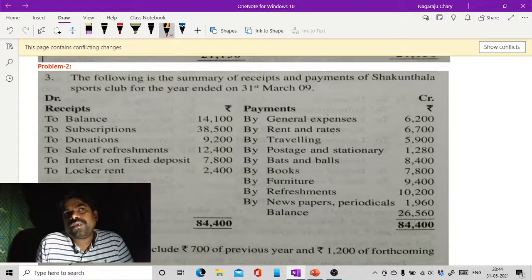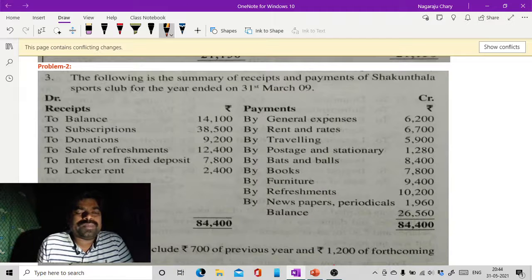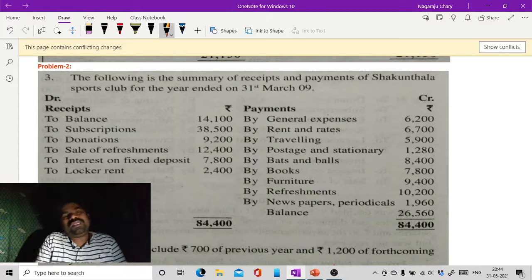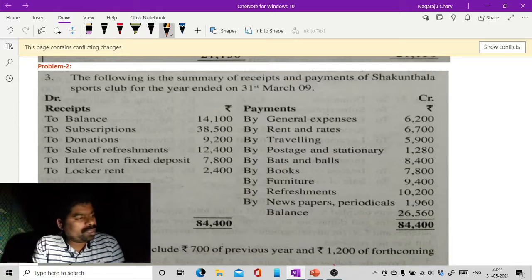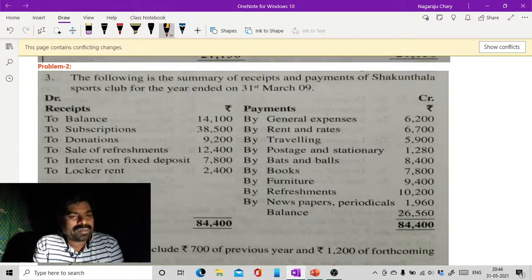One more thing, when we are preparing receipts and payments account, capital and revenue items are not to be considered. There is no differentiation between revenue and capital item. If it is receipt, then you have to write on debit side. If it is payment, you have to record on payment side.